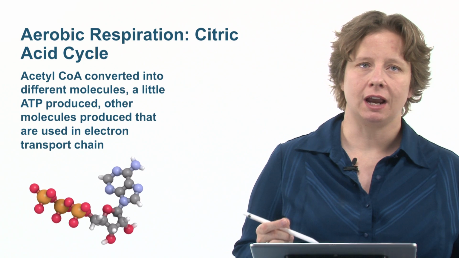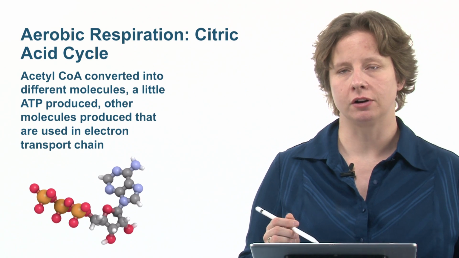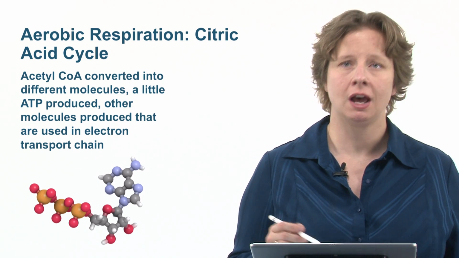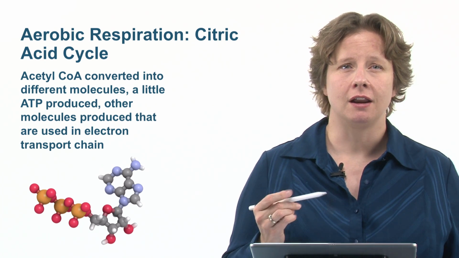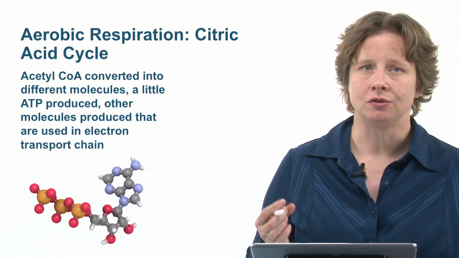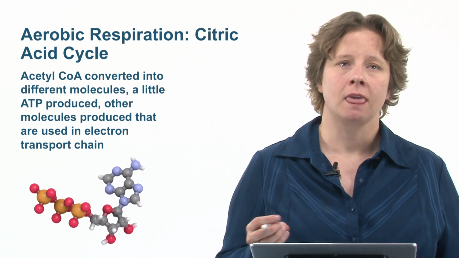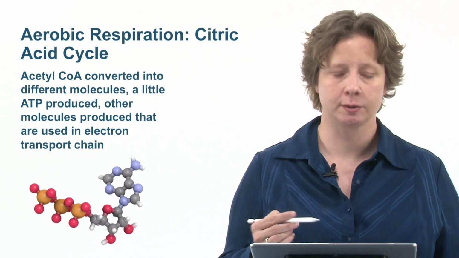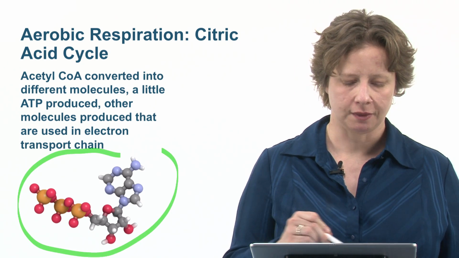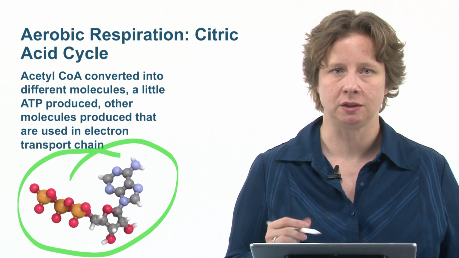So in the citric acid cycle, acetyl-CoA is converted into a different molecule, several different molecules actually, it's a great big cycle, and other molecules are produced in addition to ATP. And these other molecules are then used in a later step called the electron transport chain. This picture here is of the all-important ATP molecule.